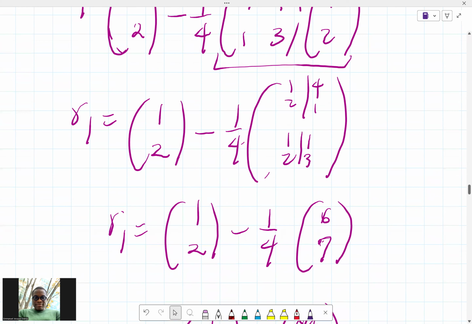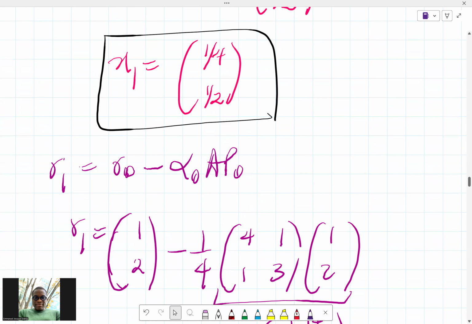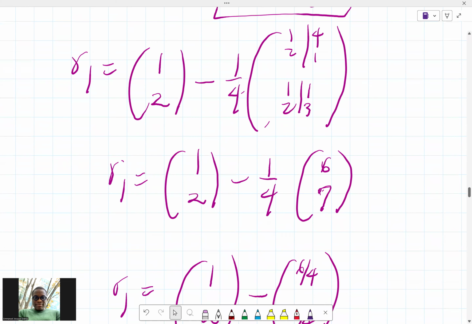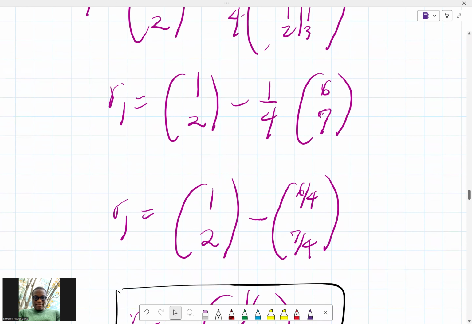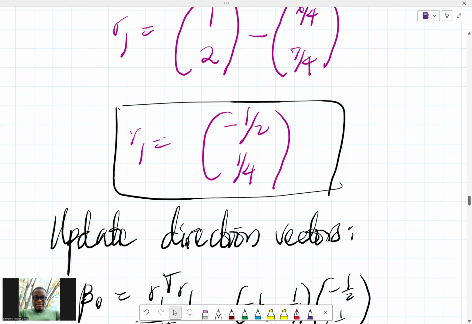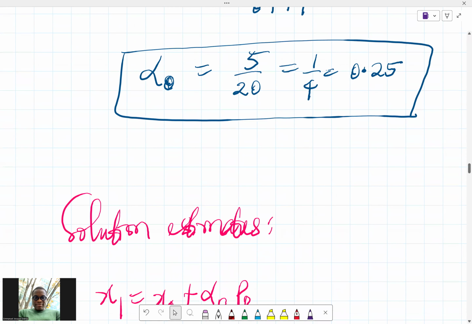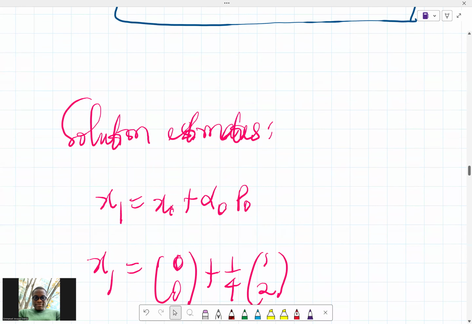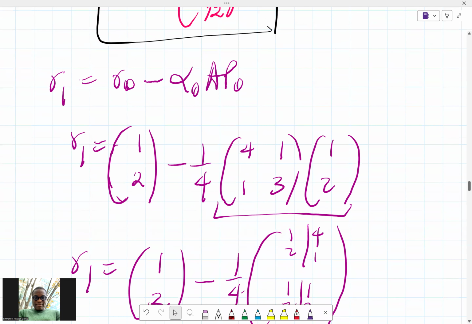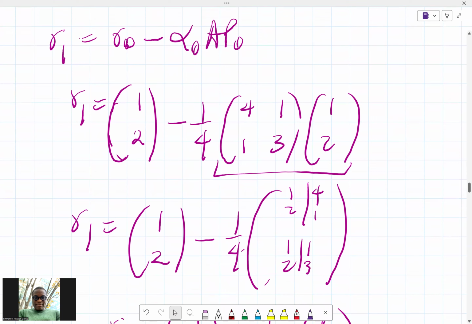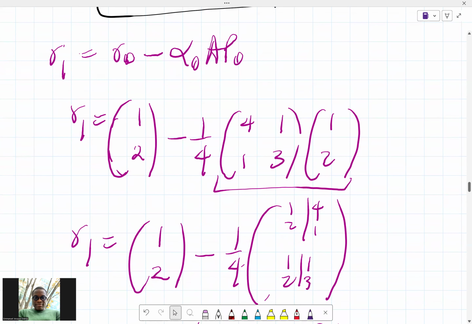Okay, this is how we got R1. I think it's easy to pull this off, right? So this is R1. So to get R2 now, because once we get the solution estimate, we have estimated the first part. To get R2, that'll be R1 minus alpha 1 AP1. R2 is R minus alpha AP.